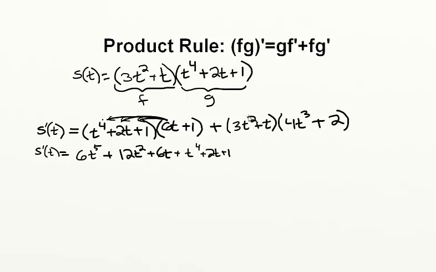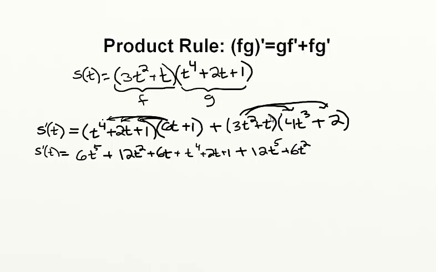Alright, now we move on to the other side. We'll do this 3t squared over first. So we'll get a 3t squared times a 4t cubed. So that's going to be all added to it, a 12t to the 5th. Then 3t squared times 2 is going to be plus a 6t squared.